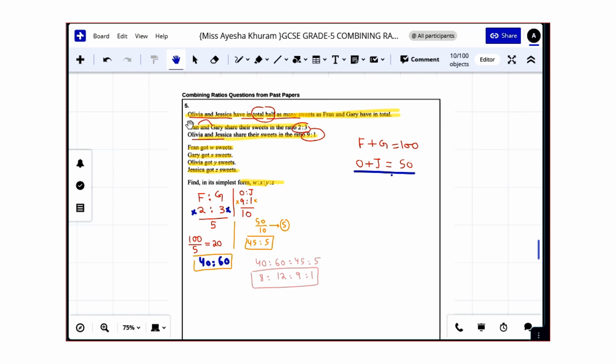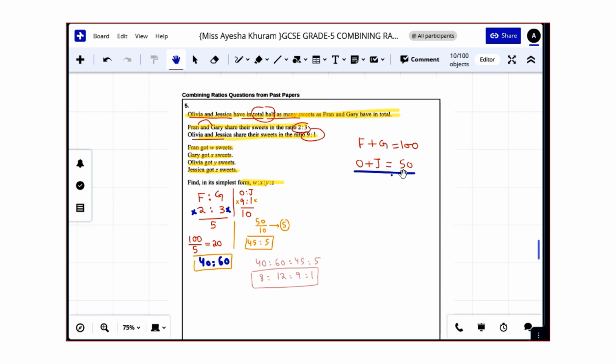Then I focused on my first line. He said Olivia and Jessica's total is 100. It means they got half as many sweets as Farron and Gray. So Farron and Gray is the total, and then Olivia and Jessica got half. So I just make Olivia plus Jessica equal to 50, because half of 100 is 50.